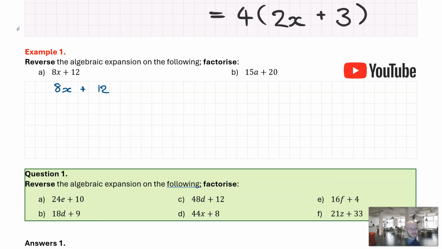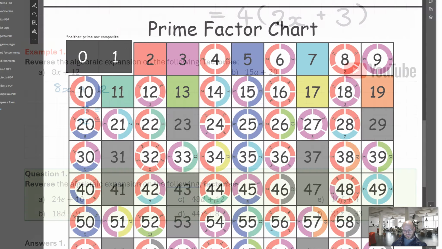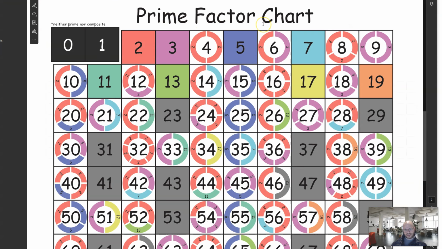First thing we need to do here is look at what's common between 8 and 12. So I'm going to write 8 and then I'm going to write 12 over here. Next, I'm going to break 8 and 12 into their prime factors. This can be done by either just knowing what the prime factors are, knowing how to do factor trees, or just using an aid like a prime factor chart. For 8, the factors are 2 times 2 times 2, and for 12 it's 2 times 2 times 3.